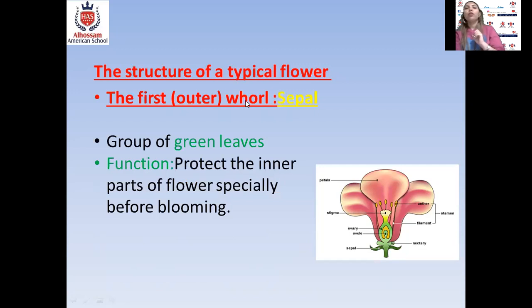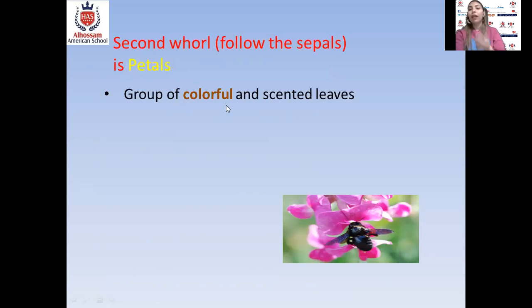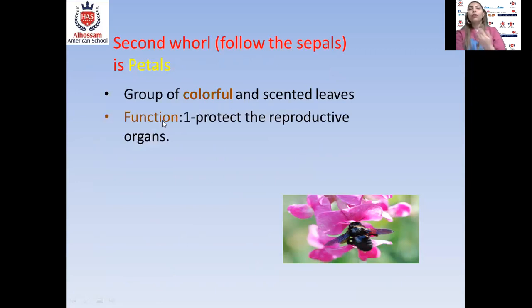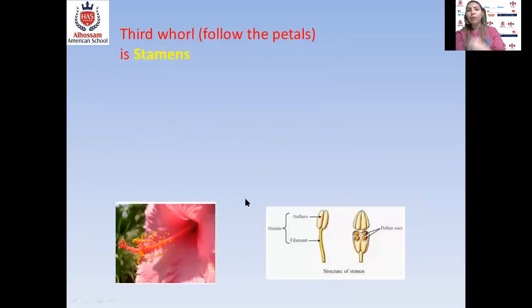So the first outer whorl is called sepal, which is green leaves that protect the inner parts of the flower, especially before blooming. And number 2, the second whorl, follows the sepals, called petals. Petals are a group of colorful and scented leaves. Their function is to protect the reproductive organs and to attract insects, which help in the reproduction process.